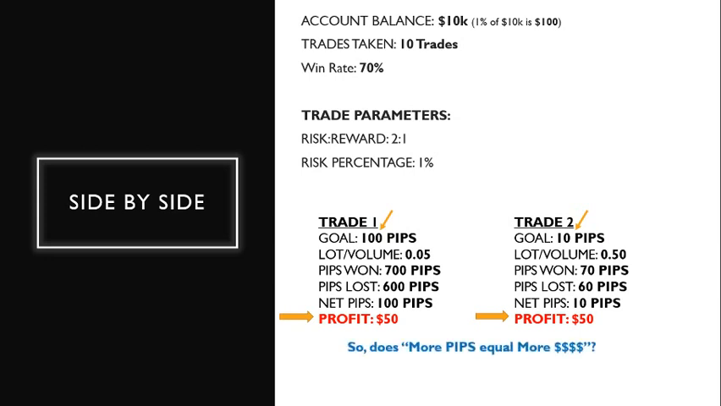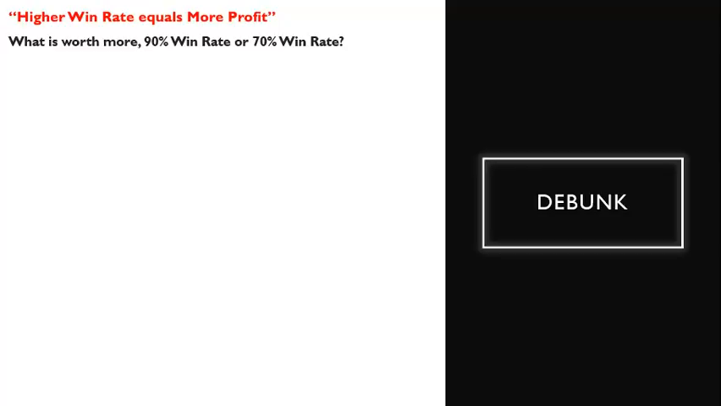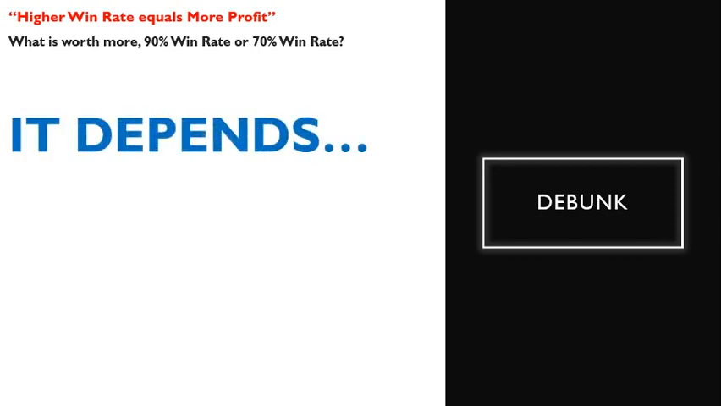All right. So next thing is, and of course it depends. I don't know why this thing is coming up weird, but okay. The next one that we're gonna debunk: higher win rate equals more profit, right? So what's worth more, a 90% win rate or a 70% win rate? Look at that. You guys already know the answers. This is incredible, right? I already taught them. You see that, Troy? That's right. That's the power of PowerPoint. They already know the answer. I'm just playing, man. I'm kidding.